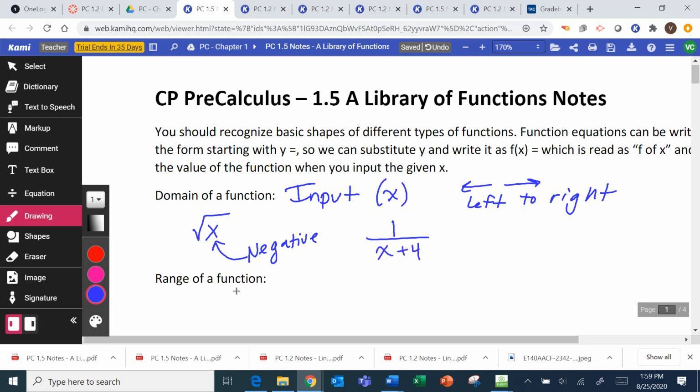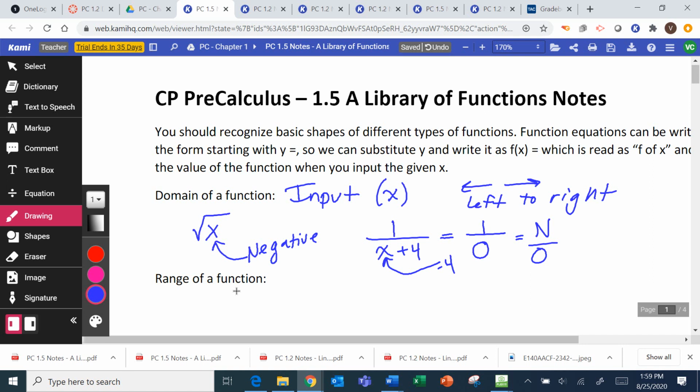Or maybe we had a fraction, like 1 over x plus 4. If I have a number in x that creates the denominator to be 0, can I have a number over 0? No, I can't. See, it even says no. That would be undefined. So in this case, -4 would not be part of the domain because we can't have -4 in that spot.